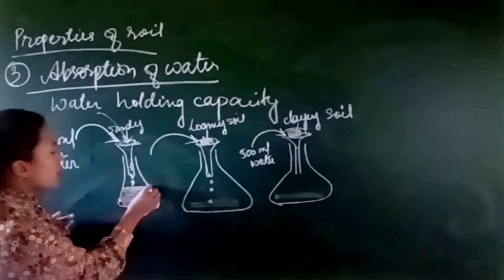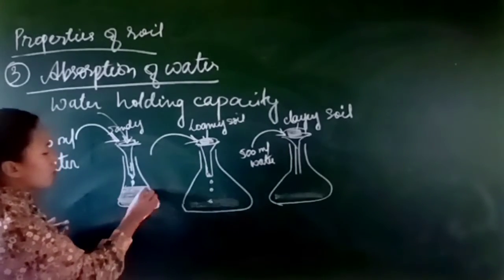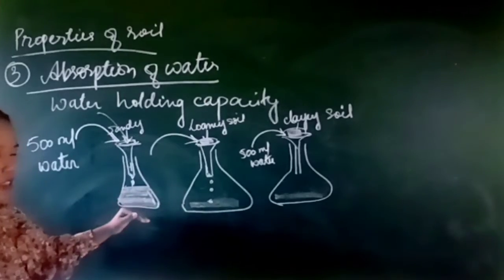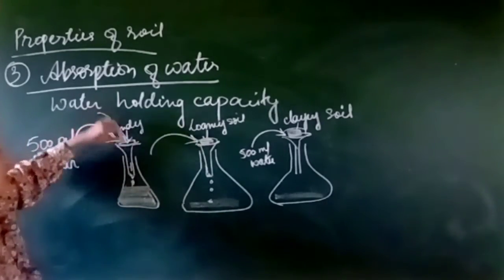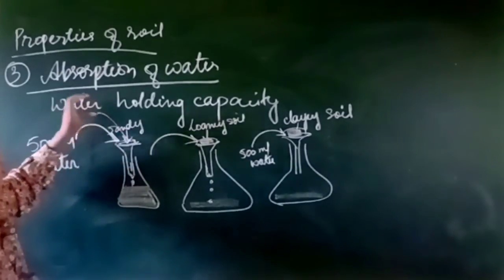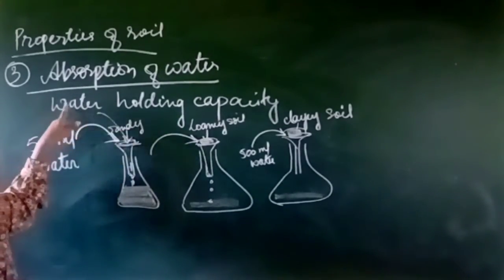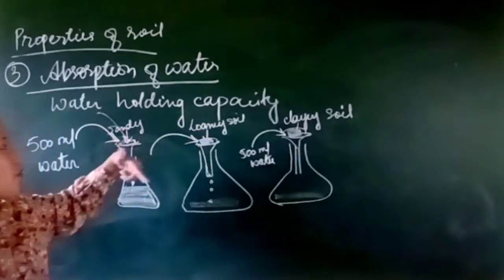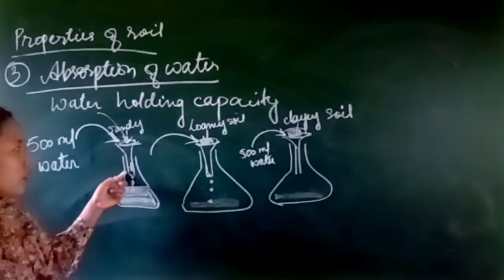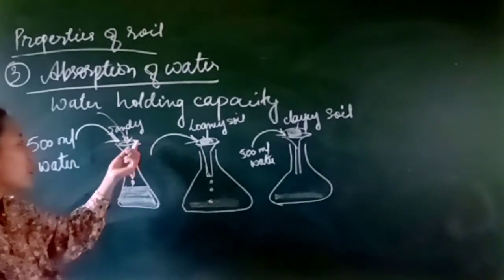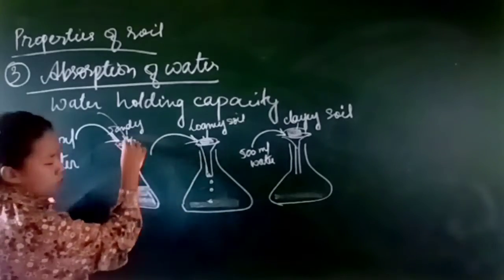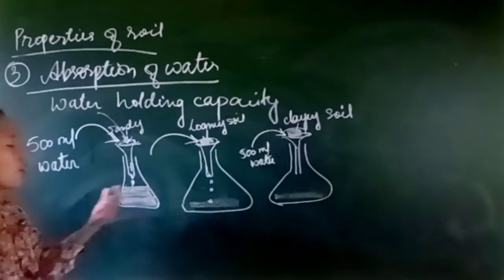You will see that the conical flask containing the sandy soil will have more water, because this sandy soil cannot hold water. We are talking about water holding capacity, so we are trying to find out how much water this sandy soil can hold. We will find that sandy soil cannot hold water, and all the water from here goes down and falls inside this conical flask.